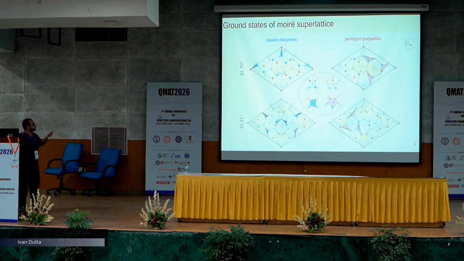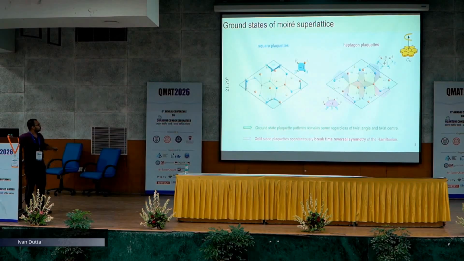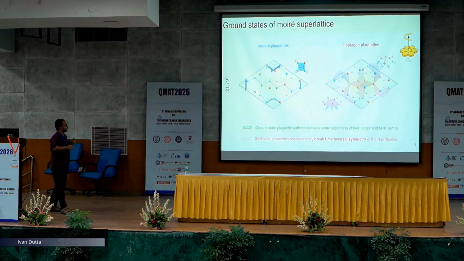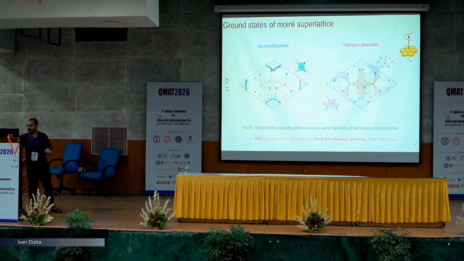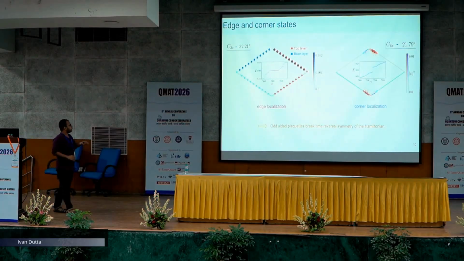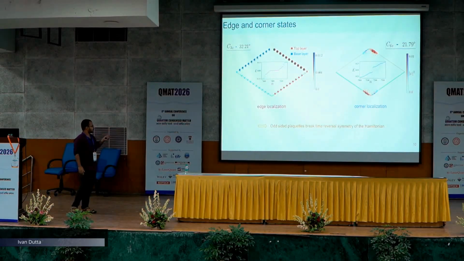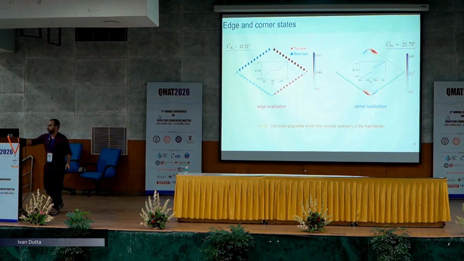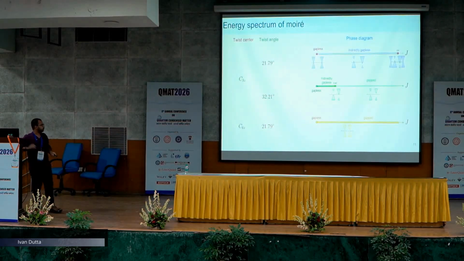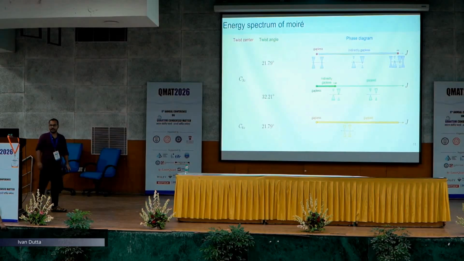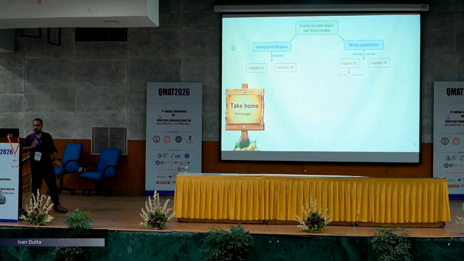You can see that for certain twist angles the pattern remains the same for a particular twist center, and also if we change the twist center, the pattern is still the same. Also I am breaking the time reversal symmetry, and so I am also getting some edge and corner localization, which is giving me very beautiful patterns, and we can see different gapped and gapless spin liquid phases. So that is the summary.